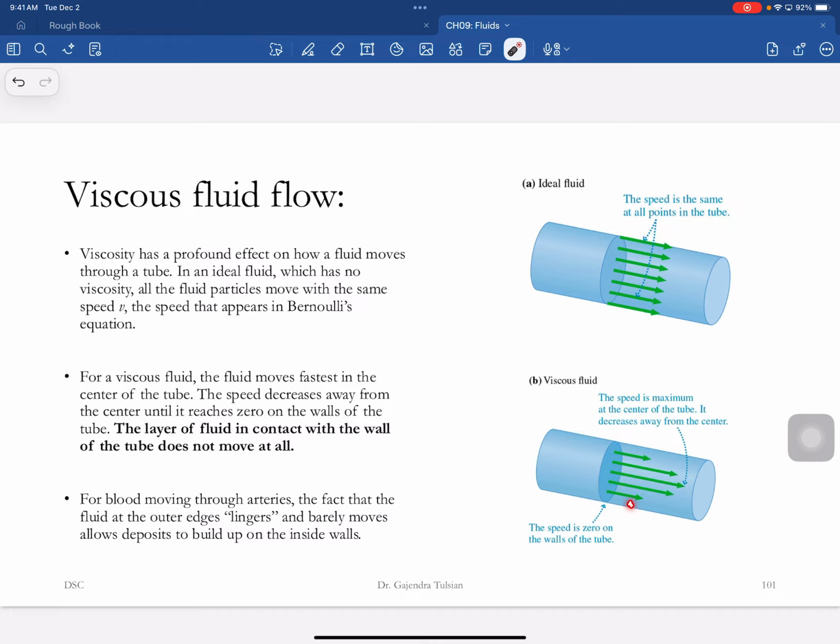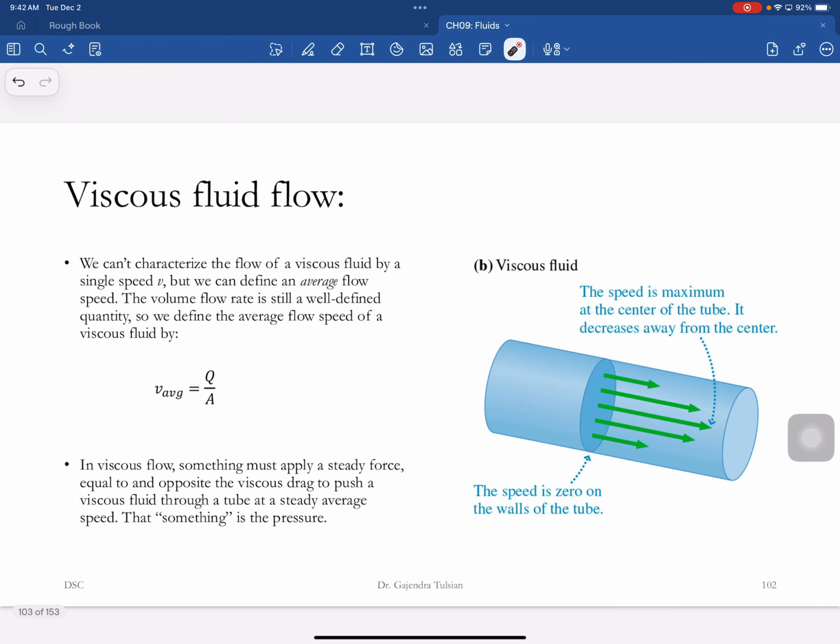Why would we care about that? If the blood is flowing really slowly here, plaque deposits can happen on the walls and build up. If there was no viscosity, if it was flowing fast, then you wouldn't have plaque deposits. So for blood moving through arteries, the fact that the fluid at the outer edges lingers and barely moves allows deposits to build up on the inside of a wall. And then if you have plaque deposits, now you have problems. Whenever they show you a flow like this, that means the viscosity is non-negligible.